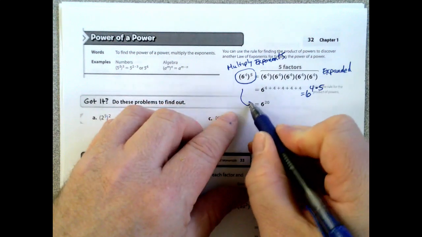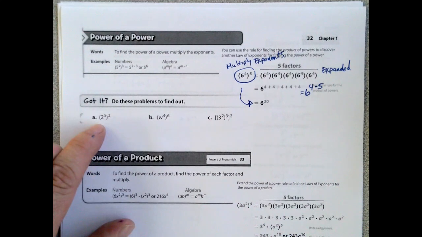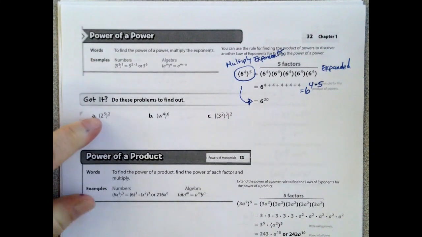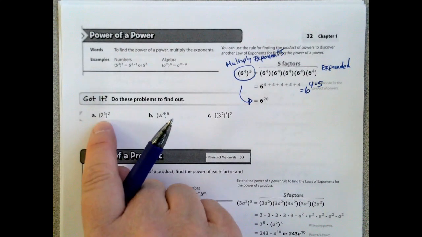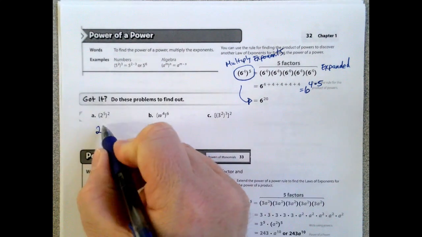Six to the 20th. So we could do that pretty fast. We're going to do power to a power. Power to a power. So what is the result here? What do you get? 2 to the what? 2 to the 10th.